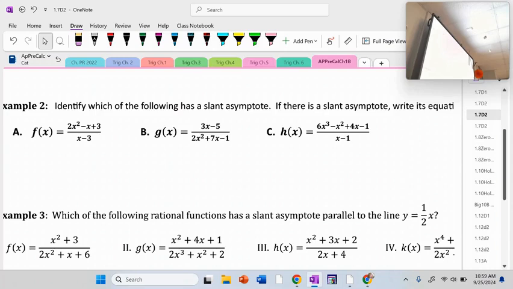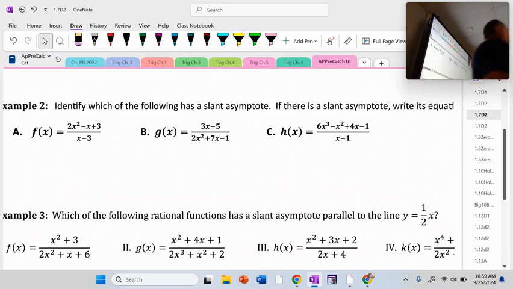I'll look. Now they're afraid to look. 10 minutes? Nice. Now you could just answer it verbally. You don't have to write it down if you don't want to.